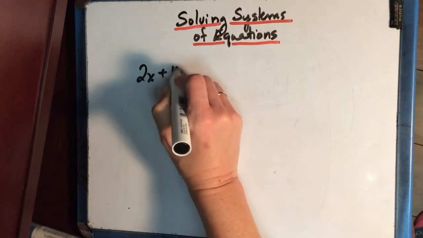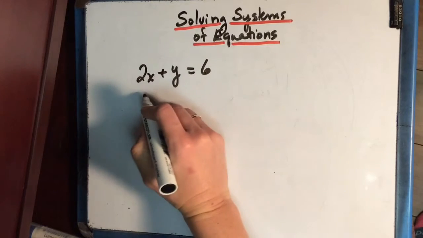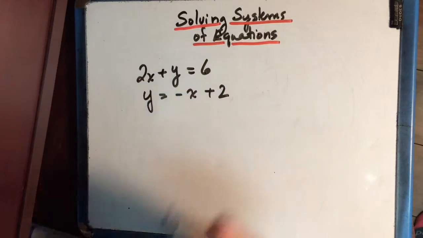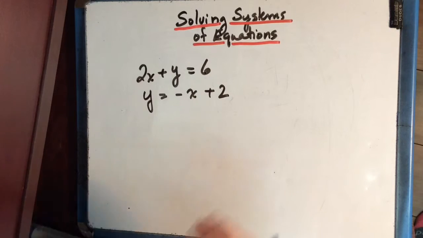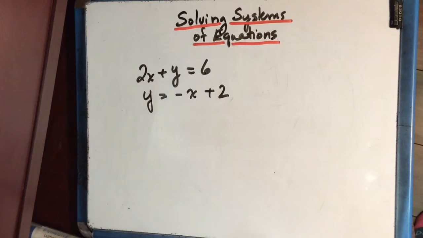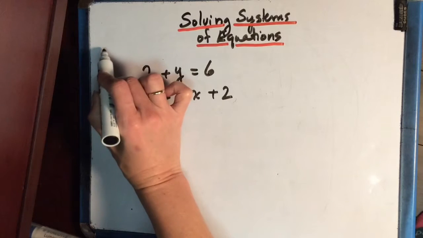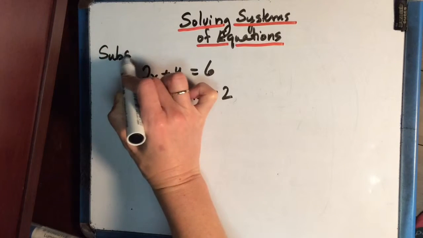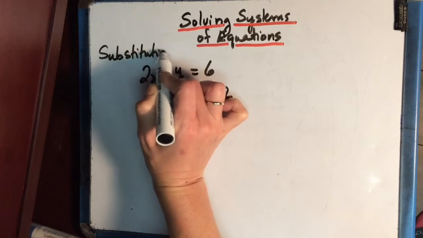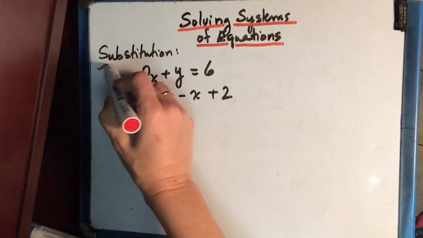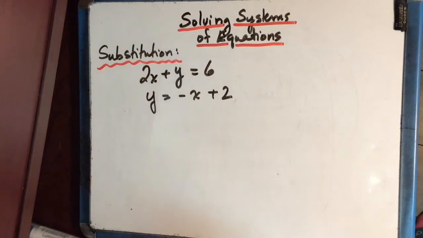2x plus y is equal to 6, and y is equal to negative x plus 2. And what we're going to do is we're not going to graph them. We're going to find the point of intersection by trying to figure it out using the two equations. And what we're going to do first is called substitution. And this is one way, one technique of solving the point of intersection.